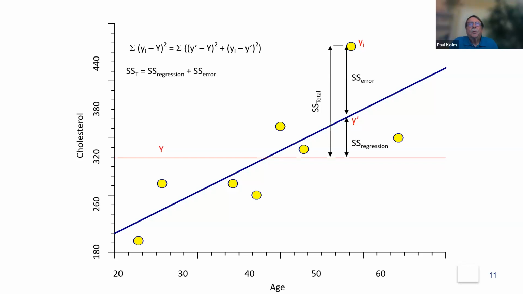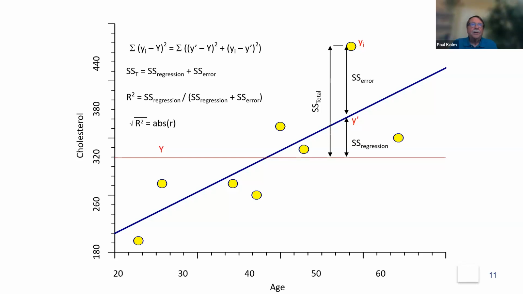And it turns out that probably the most important statistic for determining how good our regression is in fitting the data is to look at what's called the R squared. The R squared is just the sum of squares regression divided by the total sum of squares, the regression plus the error. And so R squared is interpreted as the amount of variance in the outcome variable, or the dependent variable, that is explained by the independent variable.